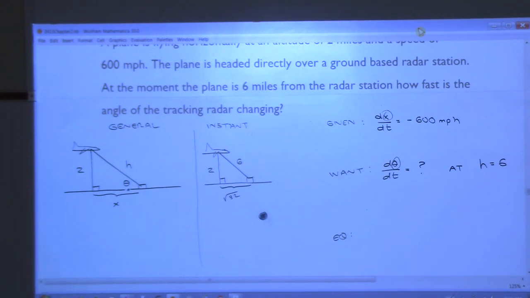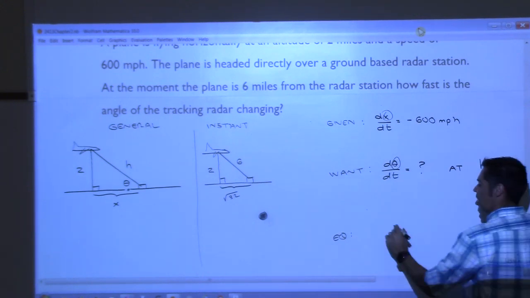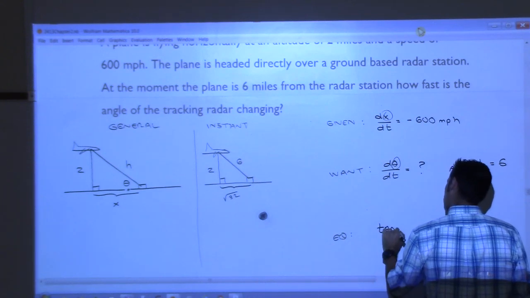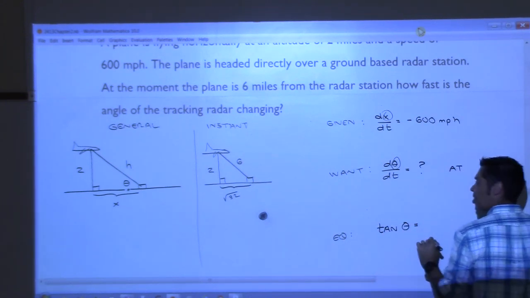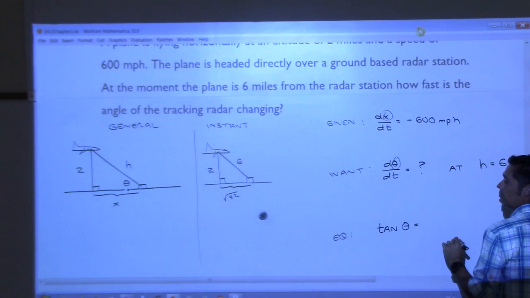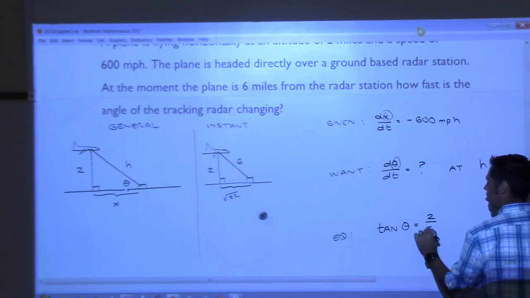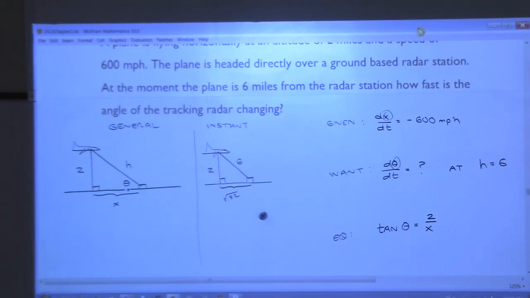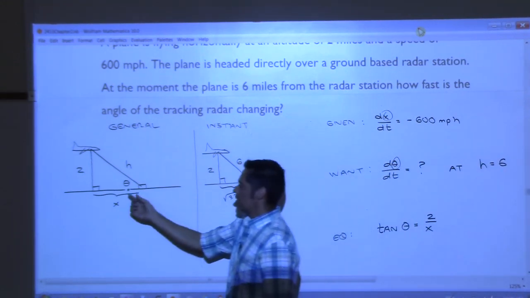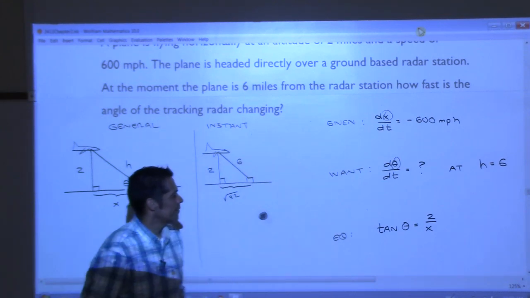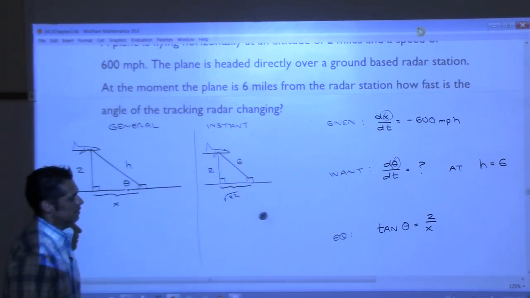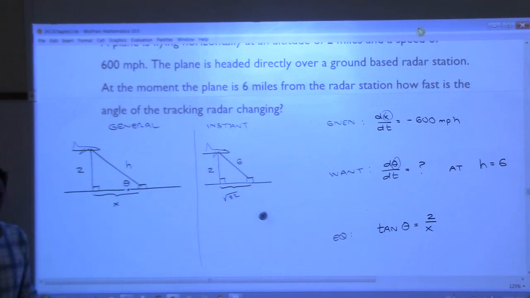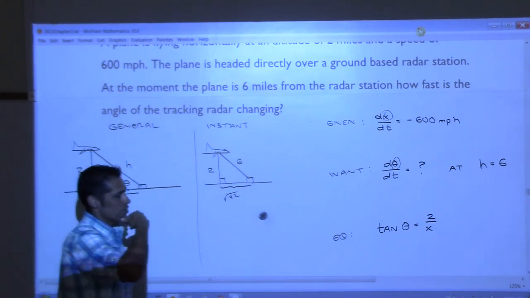Tangent. Tangent theta will work, won't it? So I have an equation that says tangent of theta is what? 2 over x. That's an equation, right? That's the equation off of this triangle. Tangent theta is 2 over x. So if I can differentiate that, I should get a d theta dt to pop out. I should get a dx dt to pop out somehow. Questions?